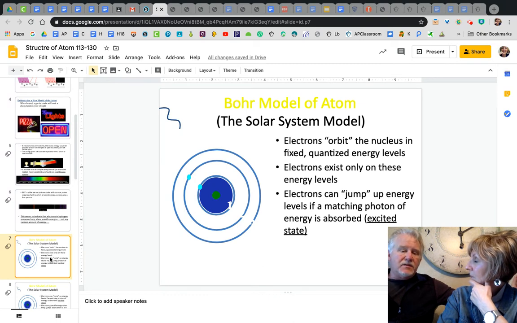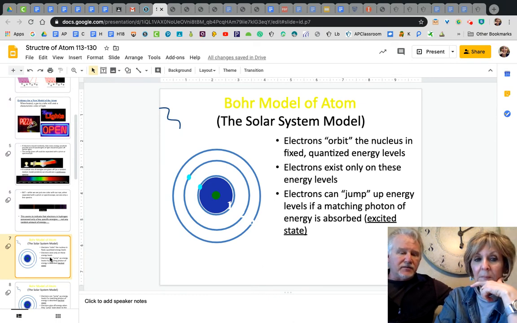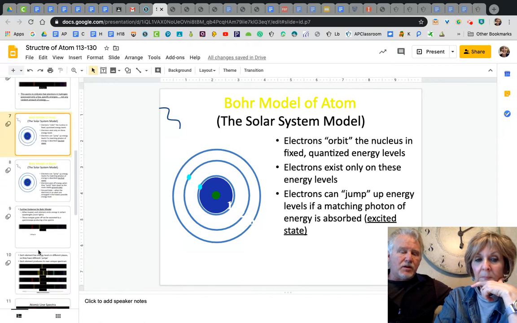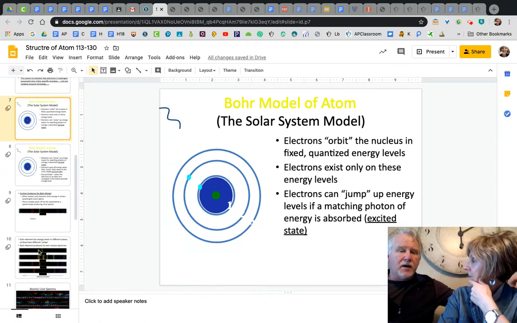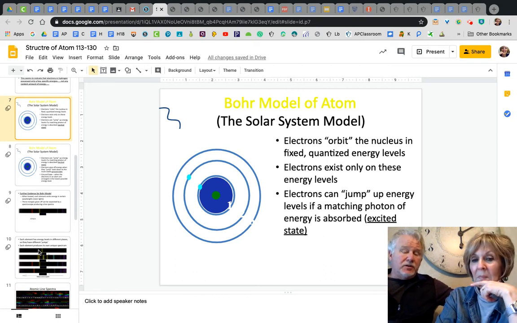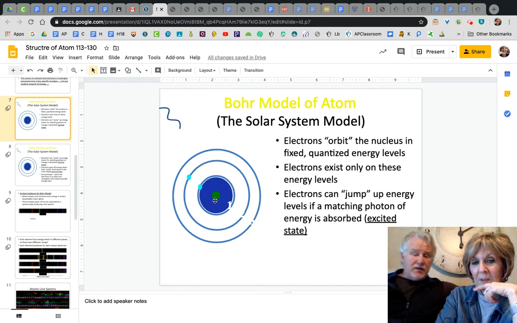But this model is instructive in that you can use it for understanding these different levels with respect to the nucleus. The nucleus is in the center there, the green thing. Outside of the nucleus, you have these areas of energy. The first area of energy is different than the second area of energy, which is different from the third area of energy.